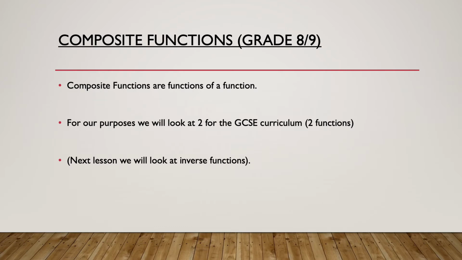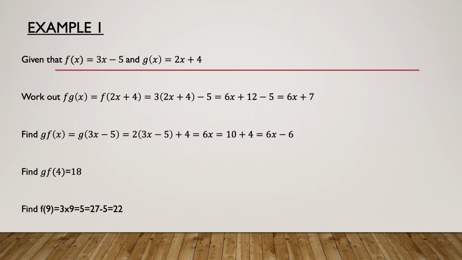Let's go on to today's example. Given that f of x equals 3x minus 5 and g of x equals 2x plus 4. This is my function notation, how functions are written in algebra. Work out fg of x. What this means is I take my function g of x equals 2x plus 4, and then I apply f to it. I start on the right-hand side and work my way to the left. So I take my function g and I apply f to it.